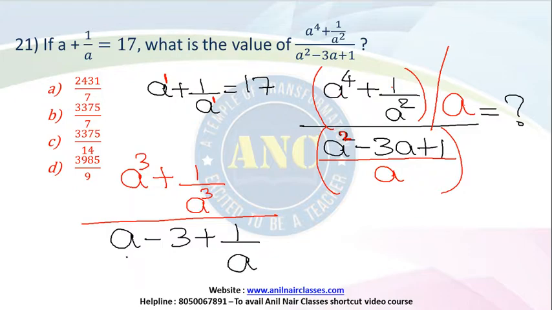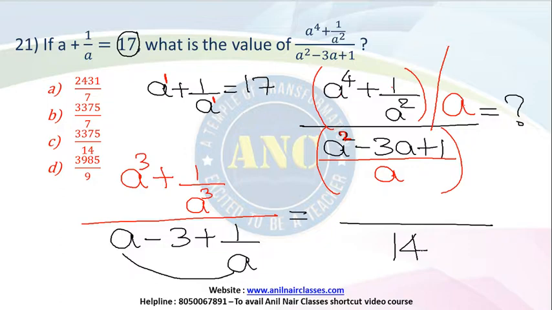But we know that a plus 1 by a, according to the question, is 17. So the denominator is 17 minus 3, which is 14. So the denominator should be 14, or a factor of 14. So definitely the fourth option can be eliminated, because its denominator is 9, and 9 is never a factor of 14. So what should the numerator be in that case? The answer can have the denominator 7, or it can be 14.